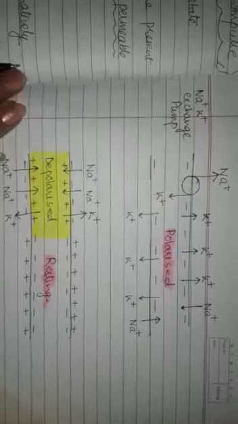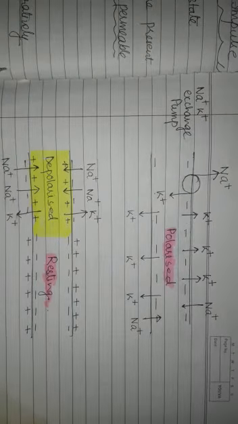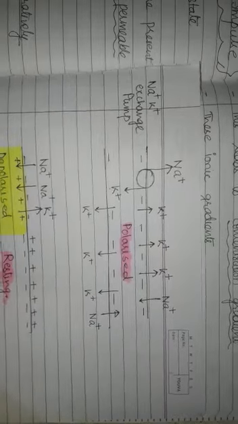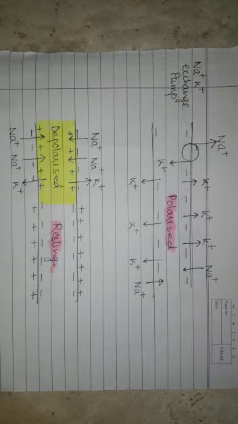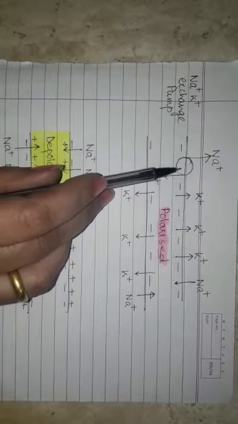And this difference in the concentration leads to the ionic gradient. The ionic gradient means the difference in the concentration of ions across the resting membrane. It is maintained by the sodium potassium exchange pump. What does this sodium potassium exchange pump do? It transports 3 sodium ions outward for 2 potassium ions into the cell.